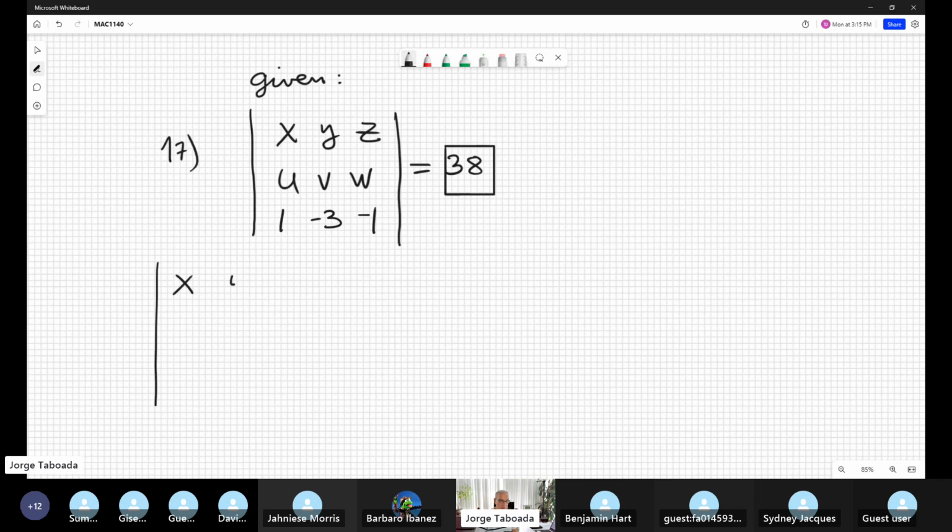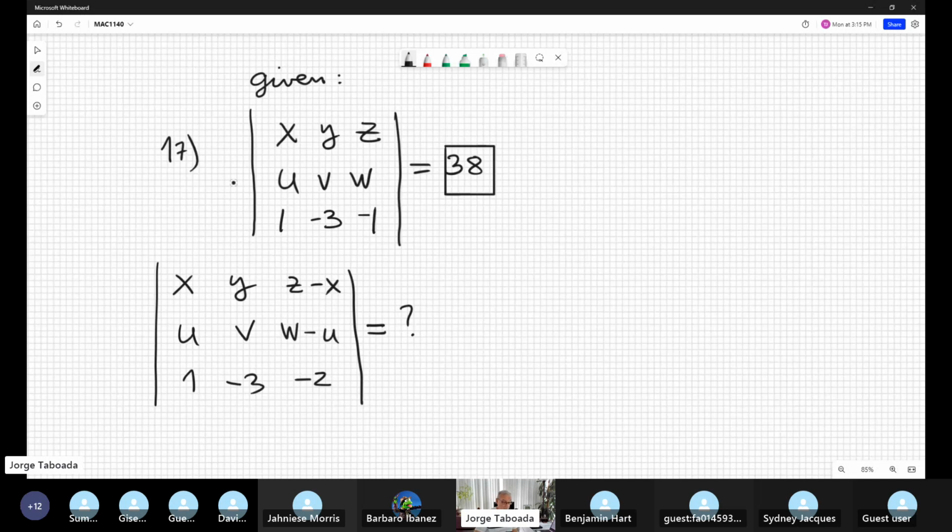x, y, z minus x; u, v, w minus u; and 1, minus 3, minus 2. No idea? Question mark. And remember the different properties of the determinant.